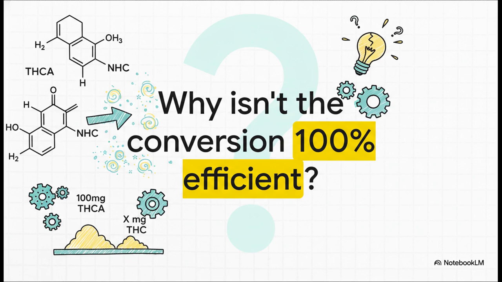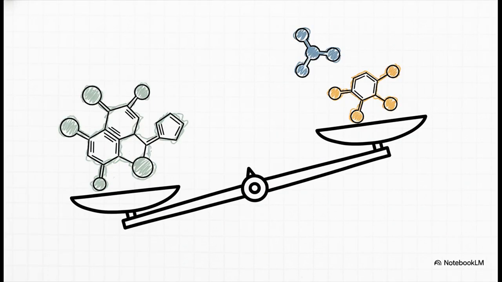So why don't you get a perfect 100% conversion? Why isn't 100 milligrams of THCA equal to 100 milligrams of THC? This is the real mystery at the center of the puzzle. And here is the aha moment. It all comes down to some super basic science. You know that little piece of the molecule that breaks off, that CO2 group? Well, it's not weightless. It actually has mass.